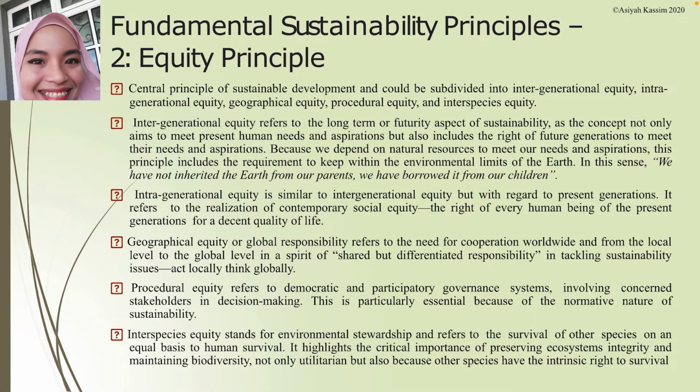It refers to the democratic and participatory governance system, which involves concern about the decision making process, ataupun kita kata kat sini policy making process on environmental. So this is particularly essential because of the normativity principle tadi for sustainability. So basically as we all know, resource rich countries are characterized by governance problems, including having a weak judiciary and also a poor political institution.